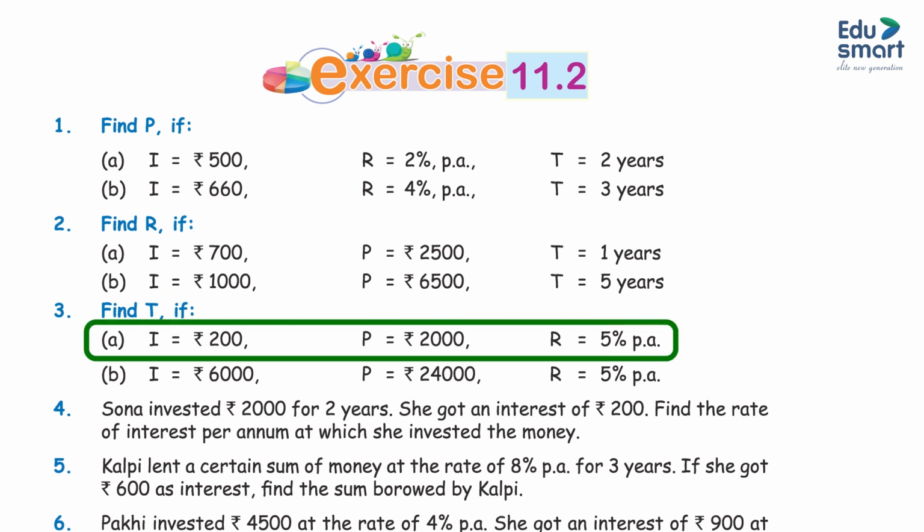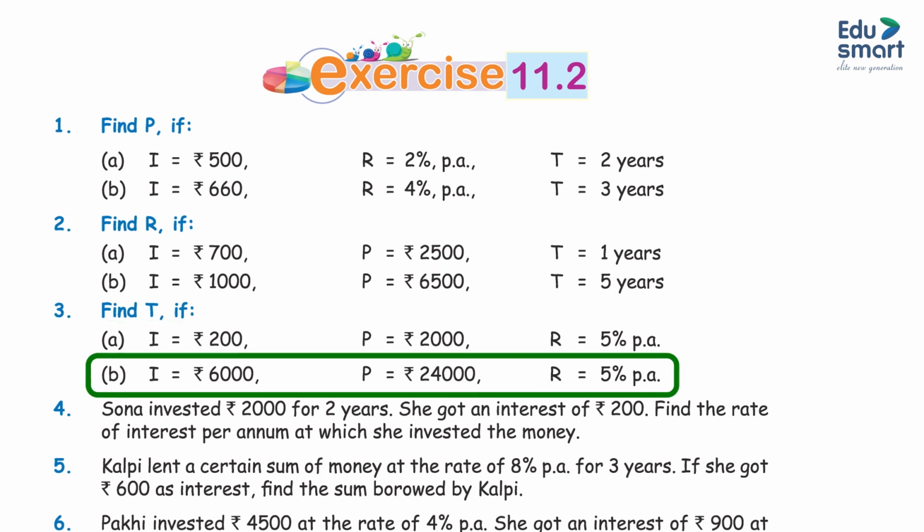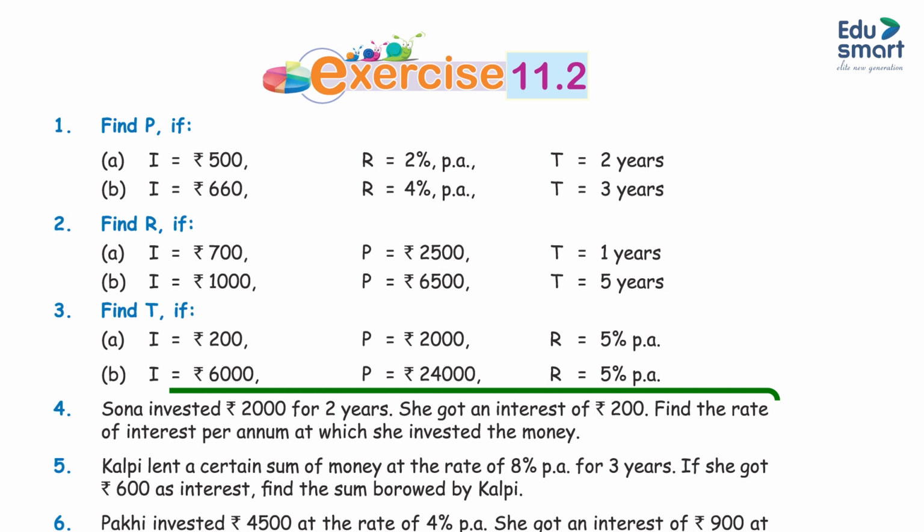I is equals to rupees 200, P is equals to rupees 2000, R is equals to 5 years per annum. Answer: 2 years. B. I is equals to rupees 6000, P is equals to rupees 24,000, R is equals to 5% PA. Answer: 5 years.